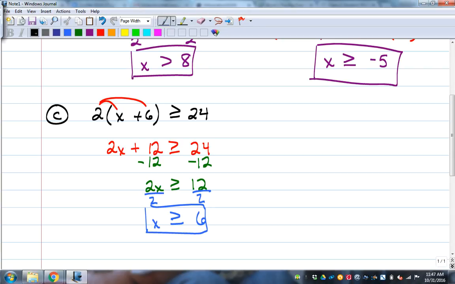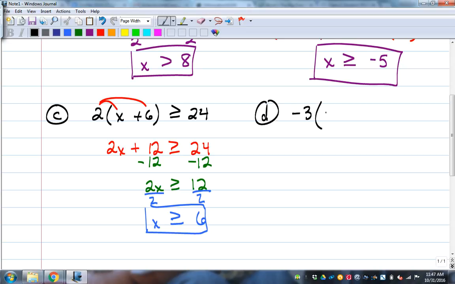What would the other way of solving that be? At the very beginning. You could do that. You don't have to. I think this is the most common way most of us are going to work these. Is distribute and then solve.